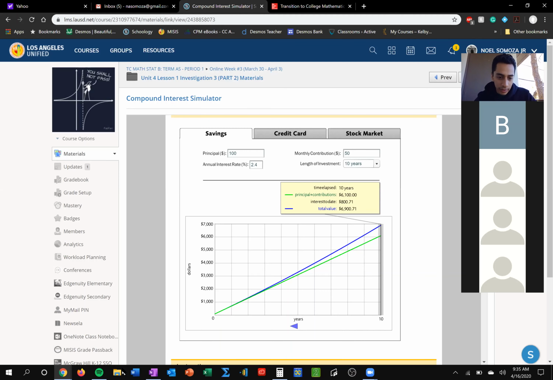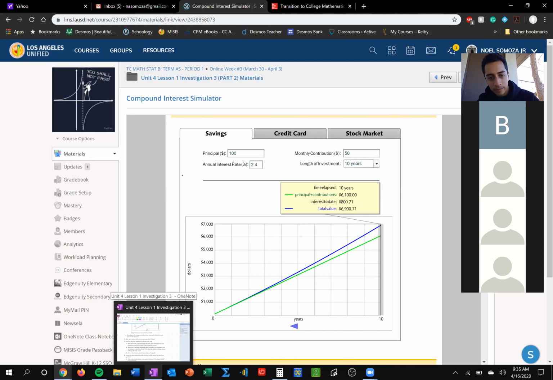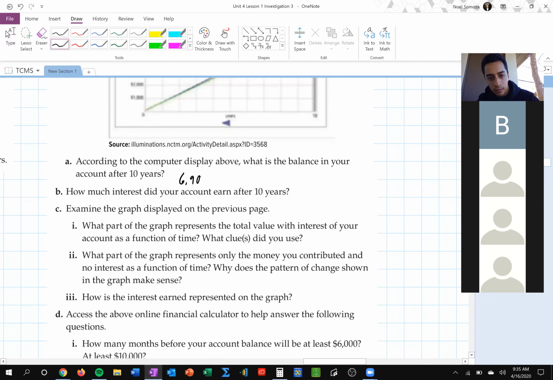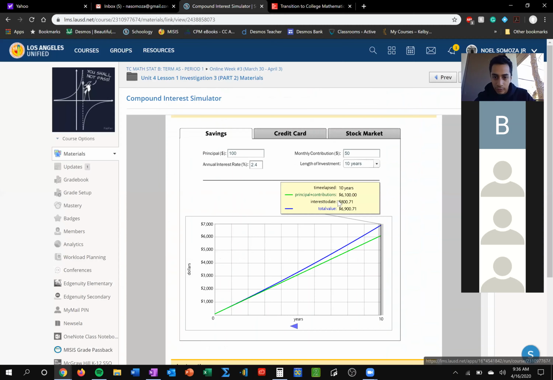Cool. Okay, so then let's answer the question here. So $6,900 with 71 cents. Let me make that clear. Okay. How much interest did your account earn after 10 years? Okay, so that would be the interest to date. So that's the $800 with 71 cents.